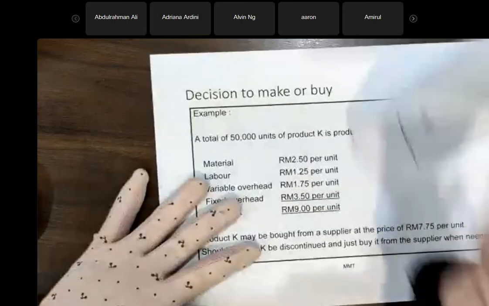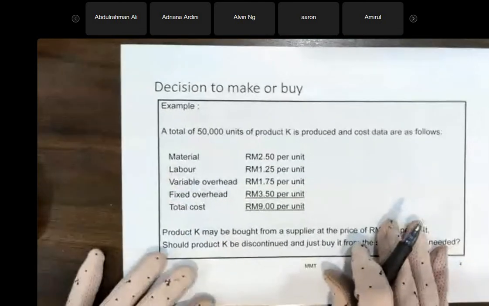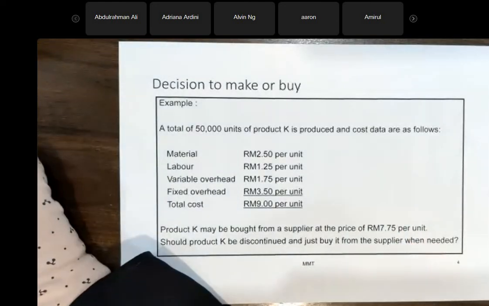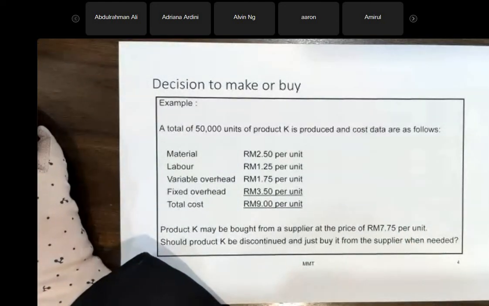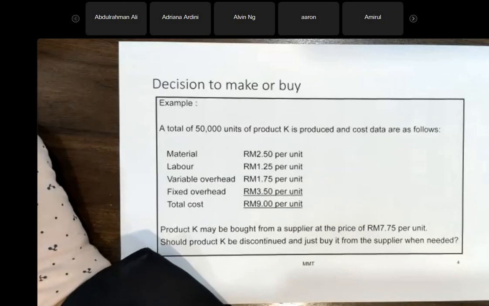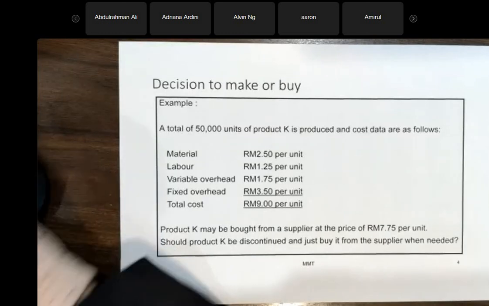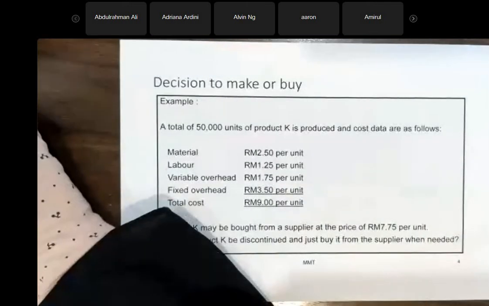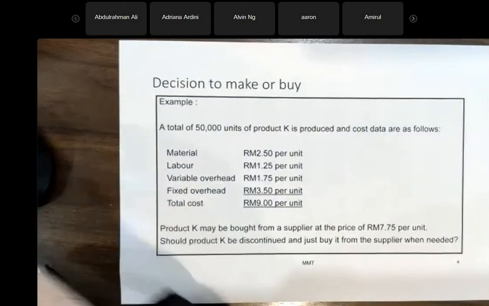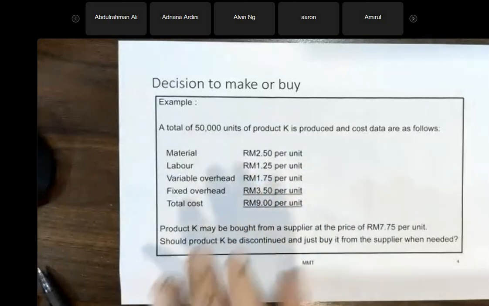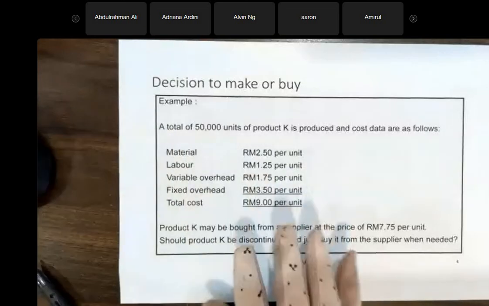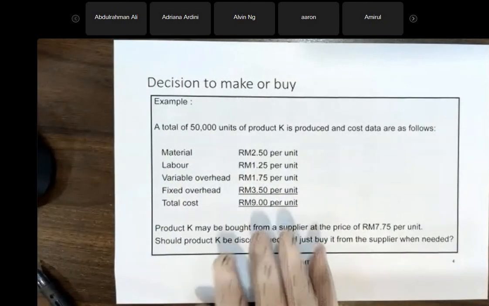Okay, decision. To make or buy. Saya tunjuklah dia punya slide sama ni. Okay, now decision to make or buy. Alamak, Syawir, awak rakam? Saya lupa nak tekan tadi rakam screen tadi. Lupa. Alah. Tak apa, nasib baik ada Syawir.